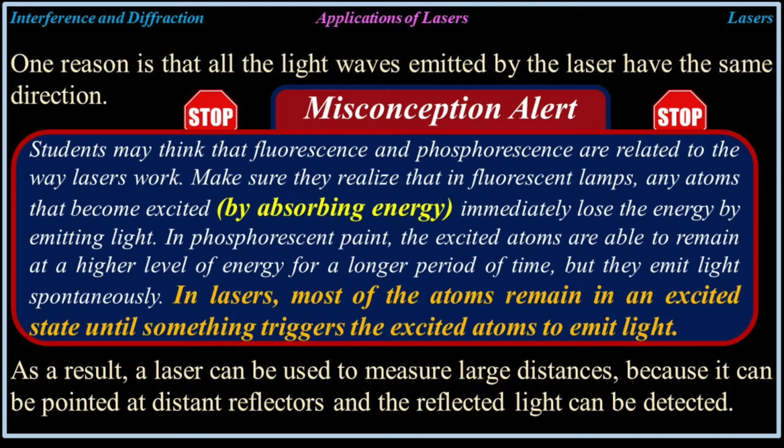Let's read the misconception alert. Students may think that fluorescence and phosphorescence are related to the way lasers work. Make sure they realize that in fluorescent lamps, any atoms that become excited by absorbing energy immediately lose the energy by emitting light. In phosphorescent paint, the excited atoms are able to remain at a higher level of energy for a longer period of time, but they emit light spontaneously. In lasers, most of the atoms remain in the excited state until something triggers the excited atoms to emit light. You're going to want to read that again at your leisure.